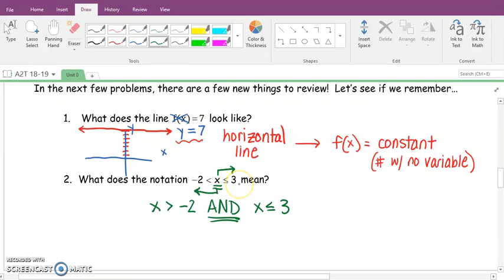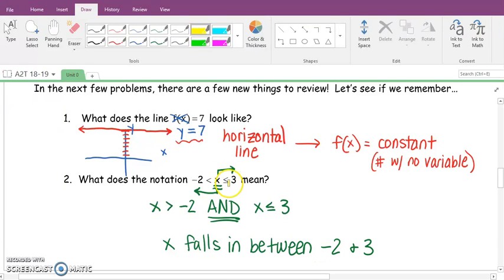That one reads normally. Another way to think of this is this basically is just saying x falls in between -2 and +3. Falls in between -2 and 3. And if you see that little line with one of the symbols, that means it's allowed to equal that number. So x can equal 3. It can't equal -2, but it can equal 3.